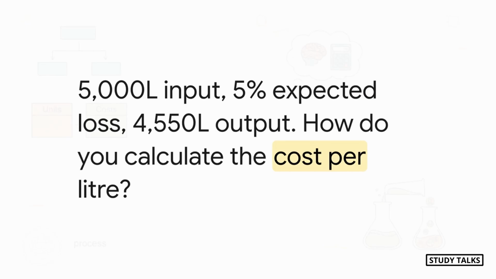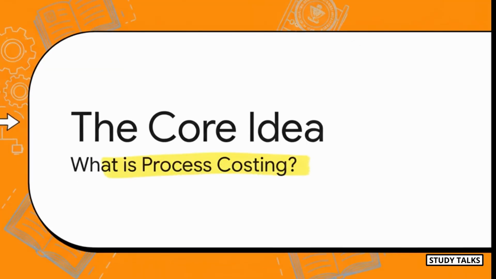So take a look at this. Seems pretty straightforward, doesn't it? A classic exam-style problem. A chemical company, some raw material goes in, some is expected to be lost, and you get an output. But hiding in plain sight here is the very trap we're talking about. The whole game here comes down to one thing. How do you deal with that 5% that's expected to just disappear? That's your normal loss.